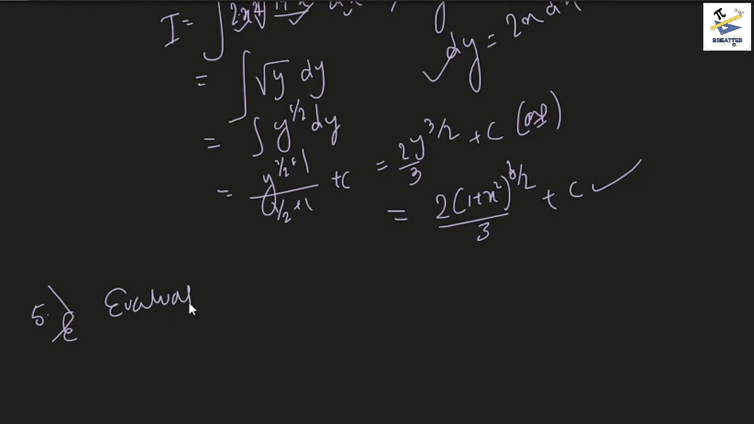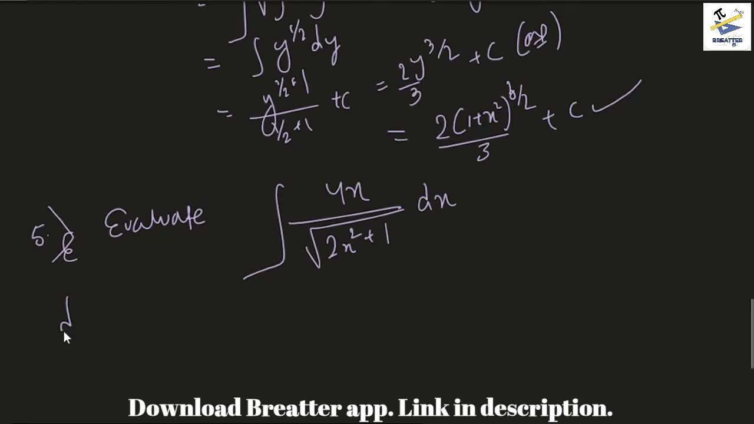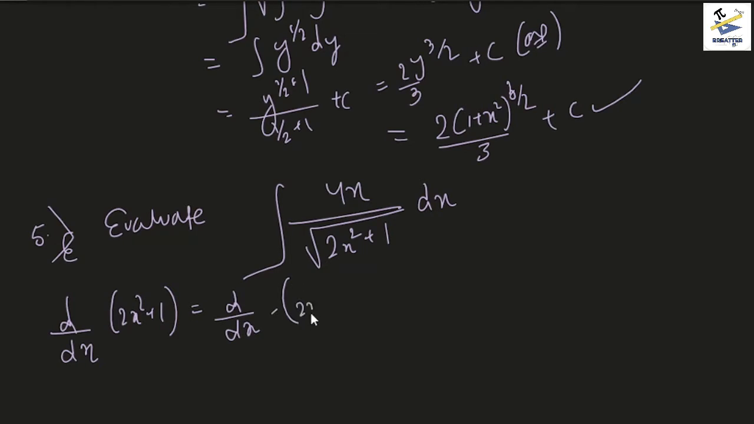Evaluate the integral of 4x by root over of 2x square plus 1 dx. Again, it should be noted that d/dx of 2x square plus 1 is equal to d/dx of 2x square plus d/dx of 1, right? And d/dx of 2x square is just 2 into 2x, and d/dx of 1 is 0, which gives you 4x. So you see that 4x is already present. The derivative of the term 2x square plus 1 is already present.